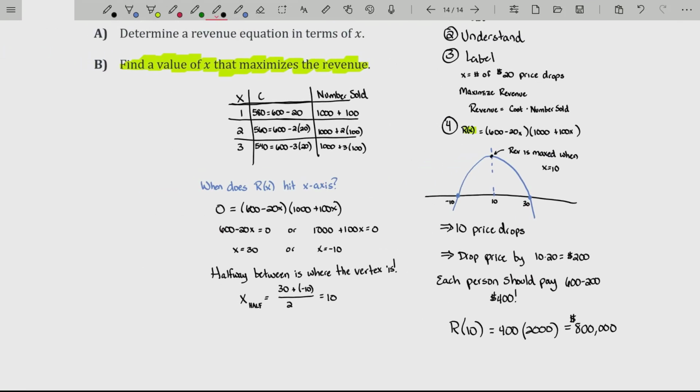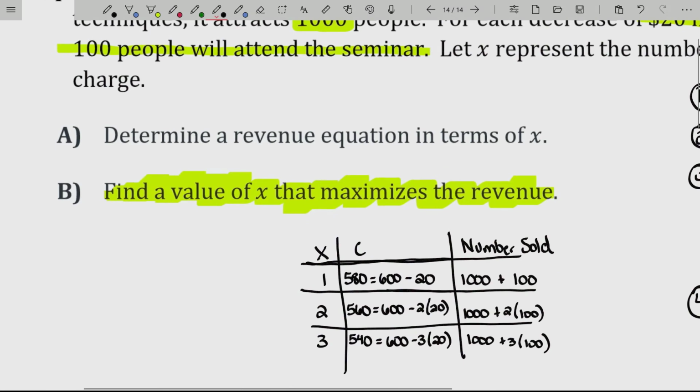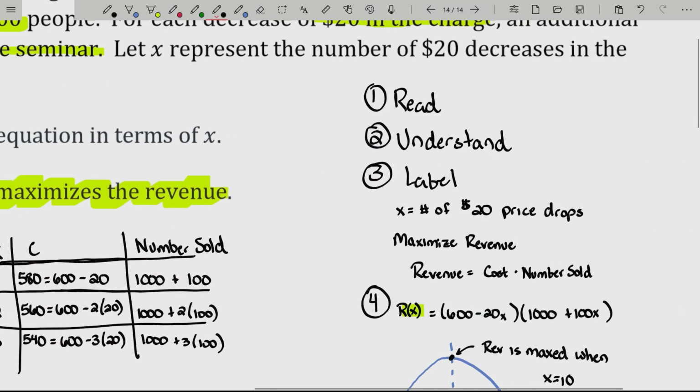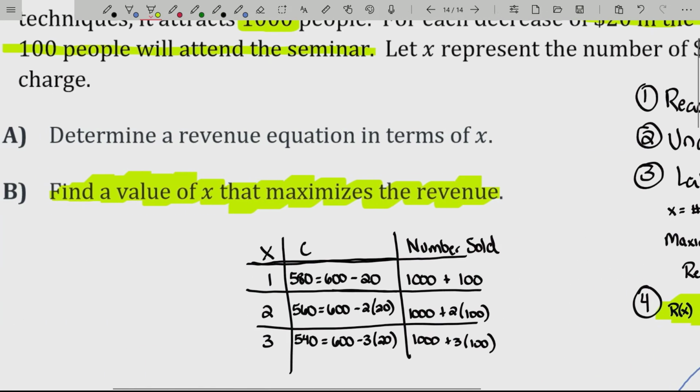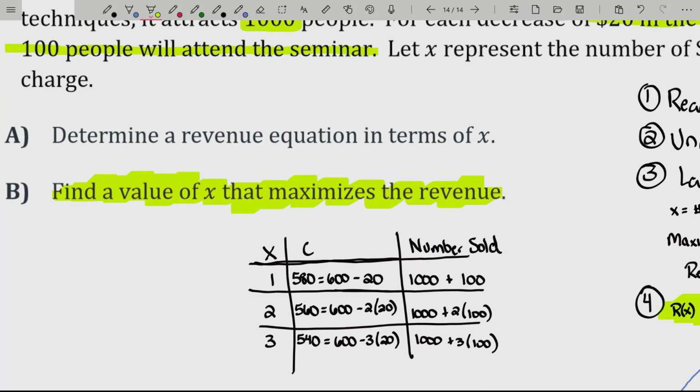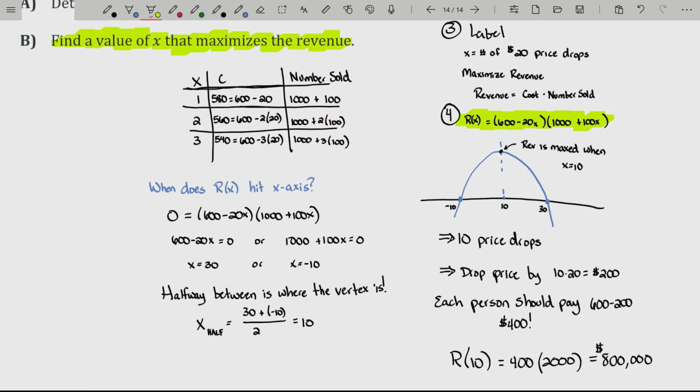Now, I didn't even bother looking at the questions. I should have, but the first one says determine a revenue equation, which we did. It's right here. Second part says find a value of x that maximizes the revenue. We did. That's x equals 10. But I went a little bit further and I just said, well, 10 price drops. So we dropped the price by $200. So the new price should be $400, which means we'll make $800,000.